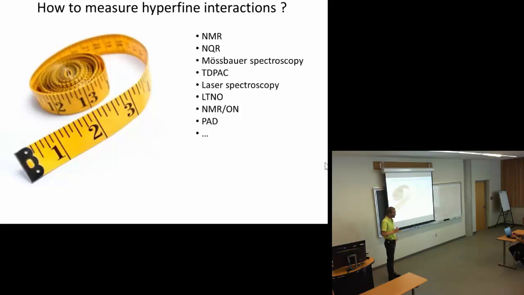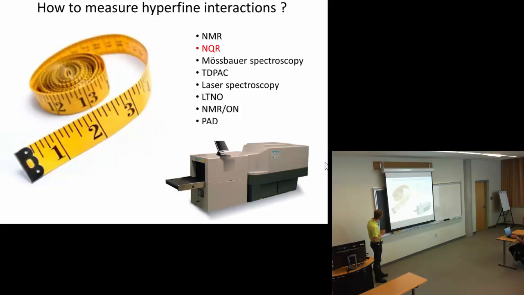These hyperfine interactions, so this electric field gradient, this magnetic hyperfine field, and this charge density in the nucleus, can be measured by a lot of techniques. It's not the goal to discuss any of these here. Just one I want to pick out, the second one in the list, NQR, nuclear quadrupole resonance, because that is the one that plays a role in some of these airport scanners.